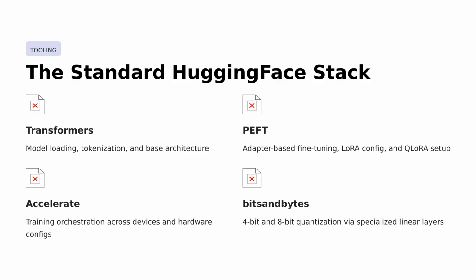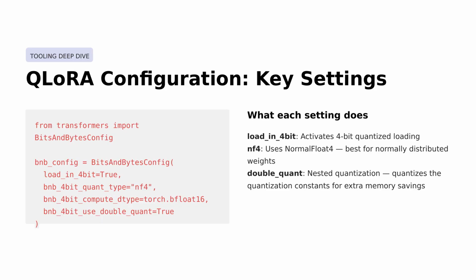Here's the standard Hugging Face tooling stack we use. Transformers handles the core model workflow, loading models, tokenizing inputs, and defining the base architecture. PEFT adds efficient fine-tuning methods like adapters, LoRA, and QLoRA. Accelerate manages training across different devices and hardware setups. And bitsandbytes enables 4-bit and 8-bit quantization through specialized linear layers, helping us reduce memory use and train larger models more efficiently. Here's the core QLoRA configuration using bitsandbytes.